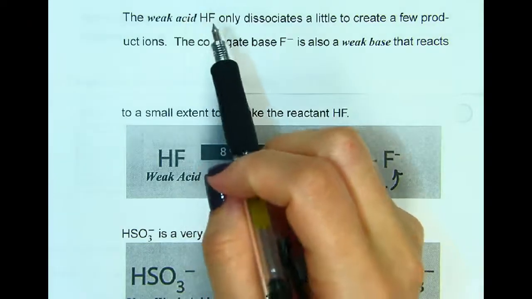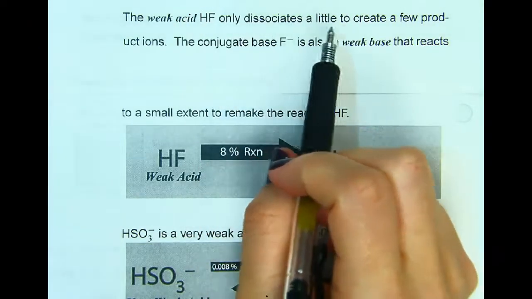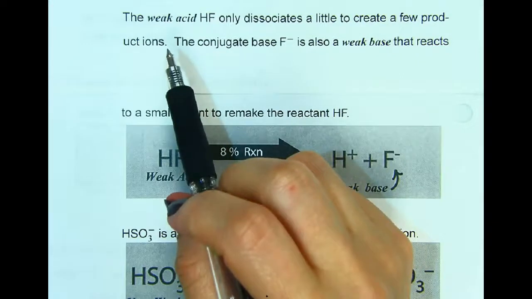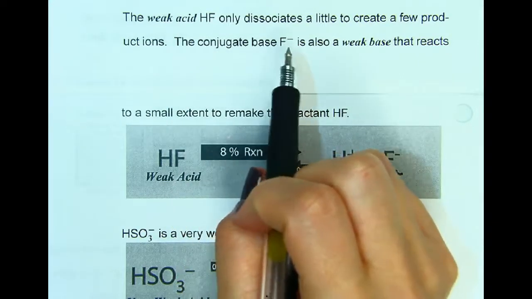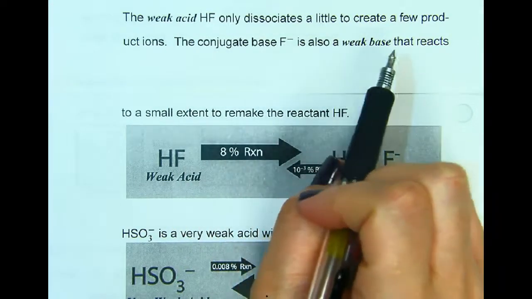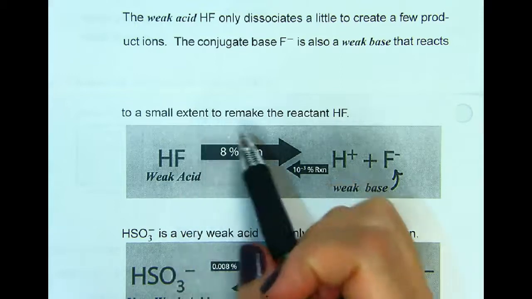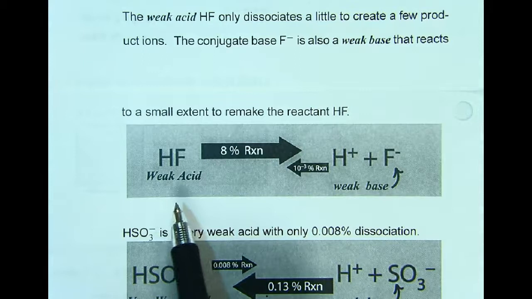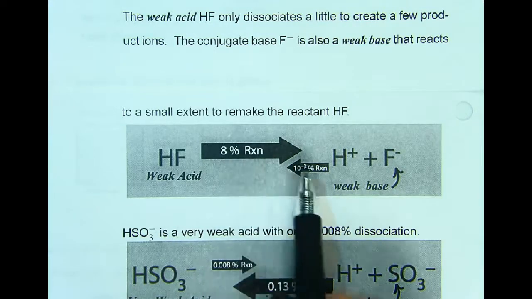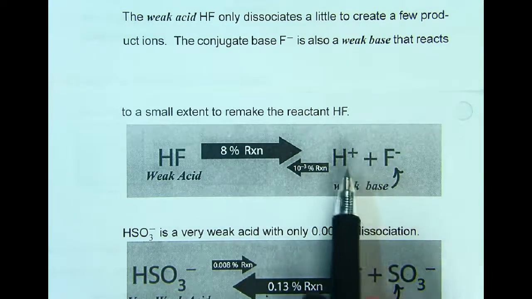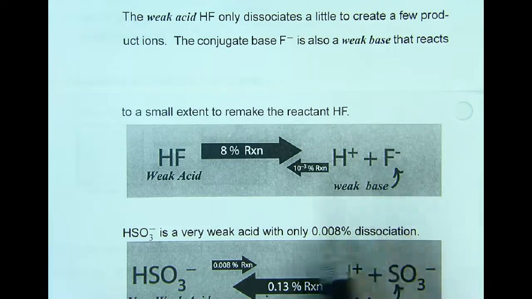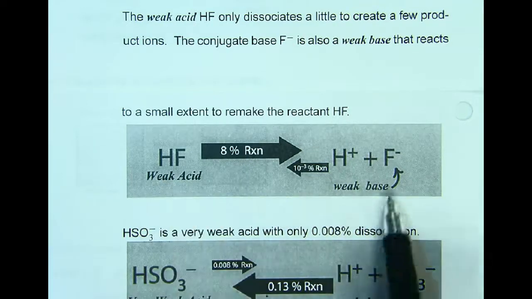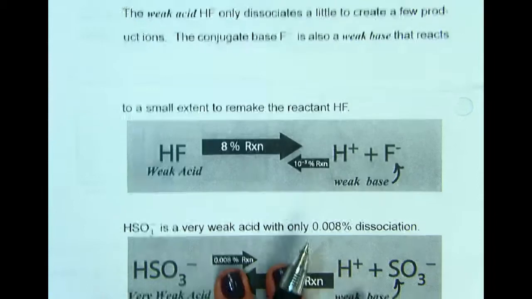The weak acid, hydrofluoric acid, only dissociates a little to create a few product ions. The conjugate base, F-, is also a weak base that reacts to a small extent to remake the reactant HF. So here's hydrofluoric acid, and if only 8% reaction occurs, then we get very little of these products. And so you have a weak acid, and its conjugate is going to be a weak base.